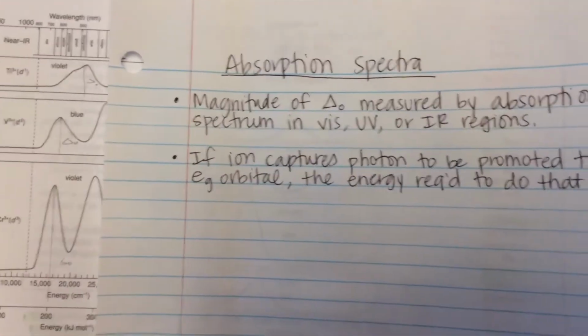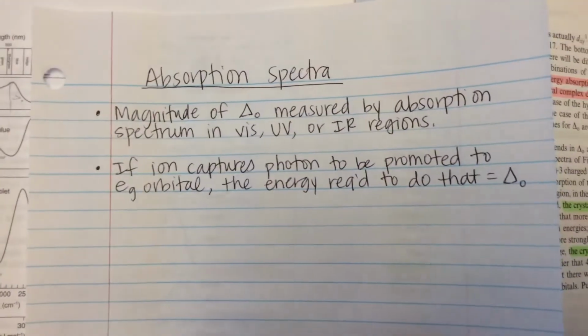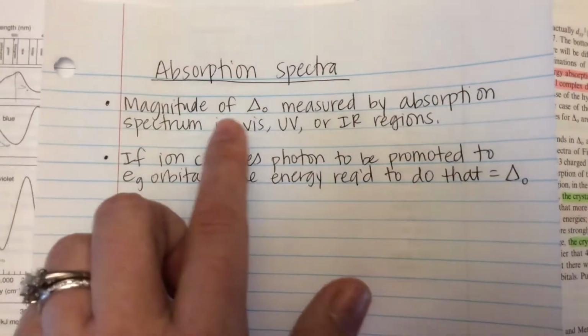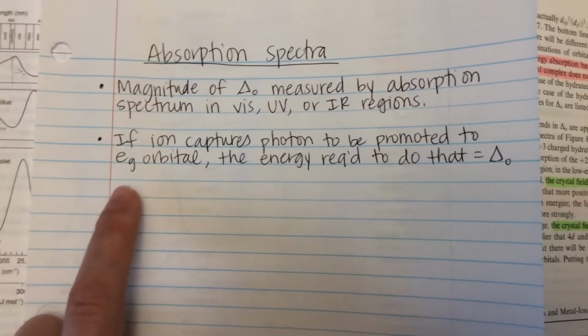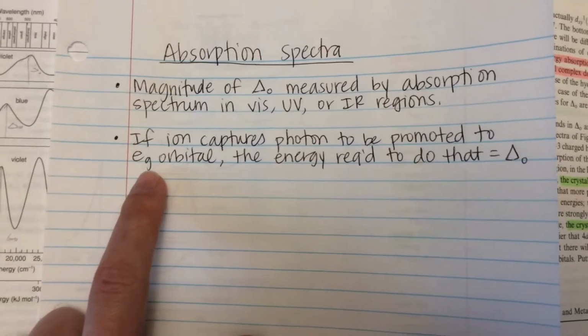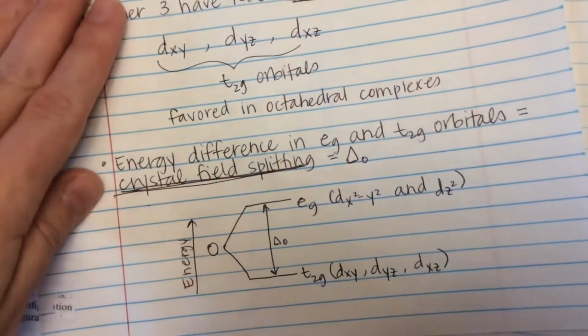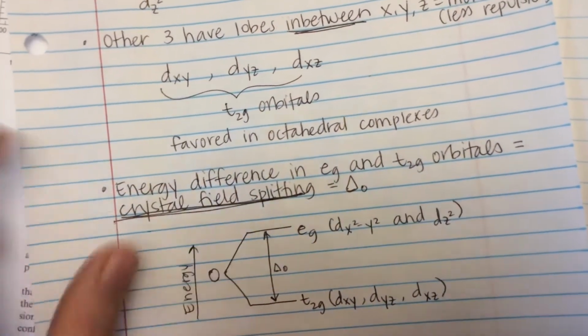Now in terms of how this relates to absorption spectra, the magnitude of that crystal field splitting can be measured experimentally in the absorption spectrum, and you can measure it in any of these regions of the electromagnetic spectrum. If your ion captures a photon and gets promoted up to an eg, the energy difference required to do that is just the crystal field splitting. So you're just looking at how much energy it takes to get promoted up here, and that is what we call our crystal field splitting.